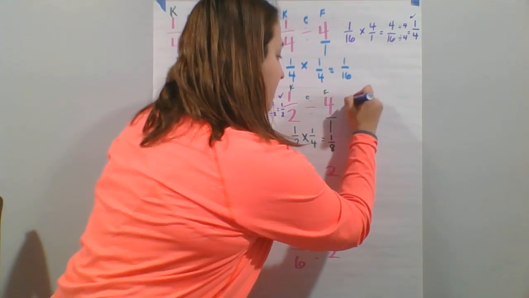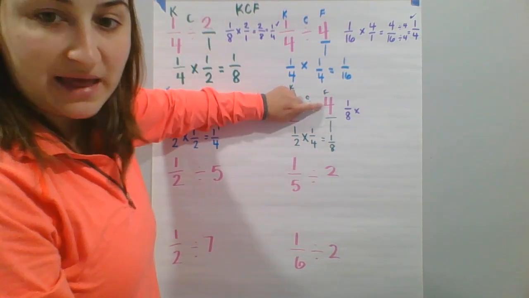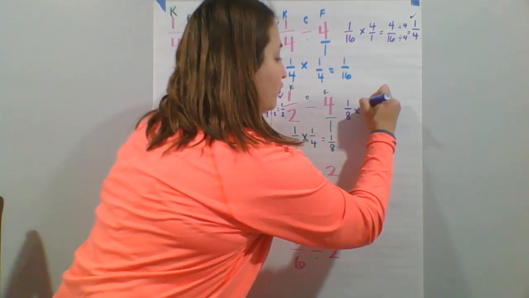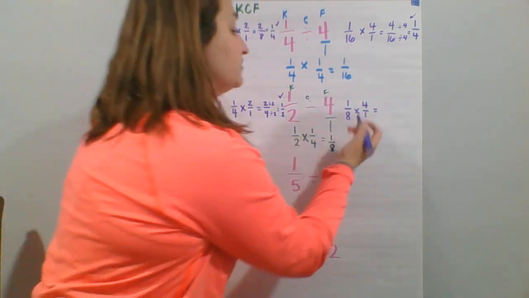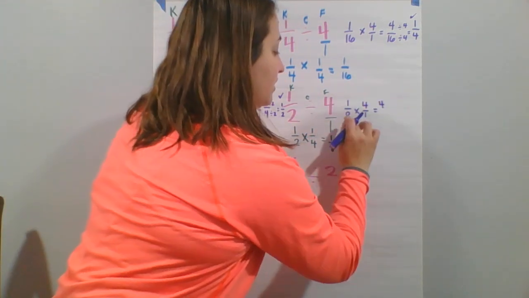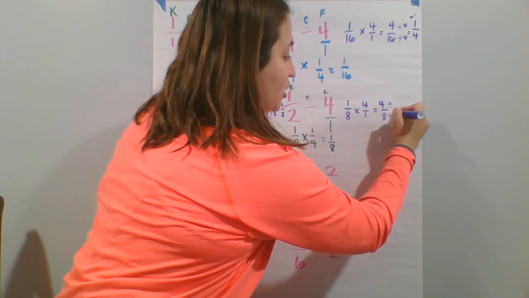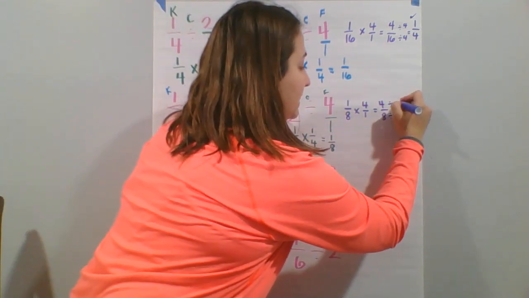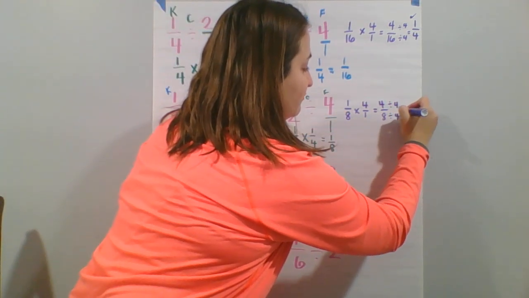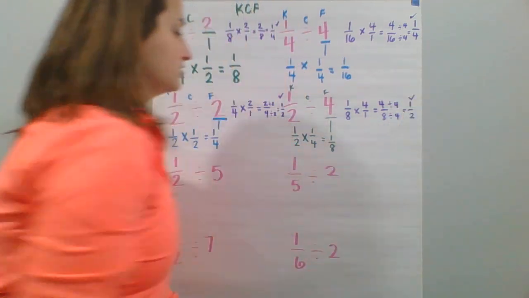We start with 1/8. We multiply it by our whole number, which was 4/1. And we want to get an answer of 1/2. 1 times 4 is 4. 8 times 1 is 8. And then we know by just looking at this, 4 is half of 8. But I'm going to go through and divide each of these by 4, which gives me 1/2. So my answer is correct.